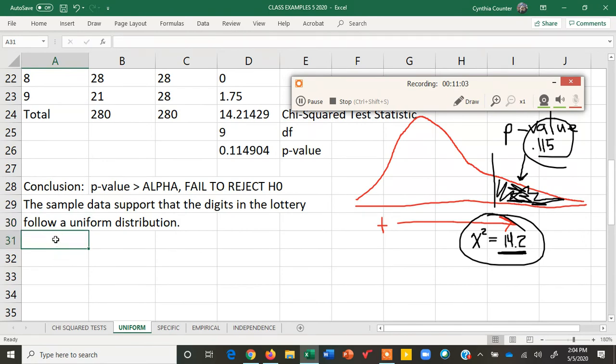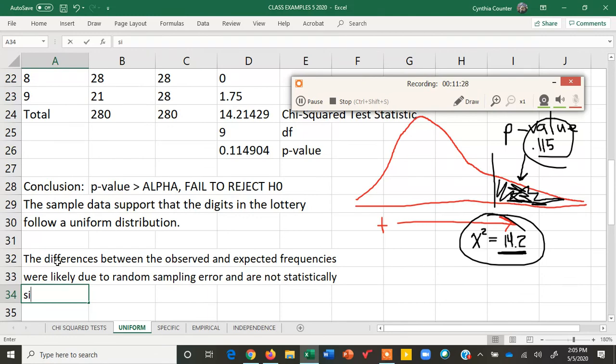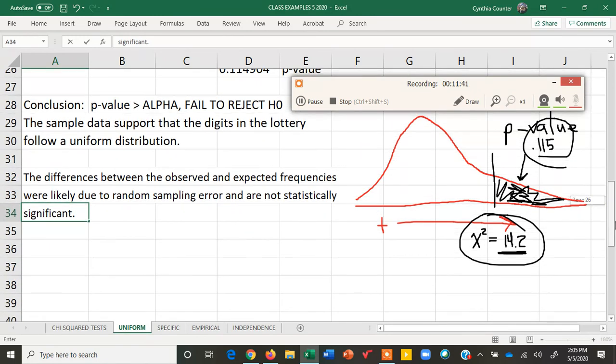Let me make a note here. The differences between the observed and expected frequencies were likely due to random sampling error and are not statistically significant. That's what it means. Whenever we fail to reject the null hypothesis, we're saying that the difference between these observed and expected frequencies is likely due to random sampling error, not statistically significant.